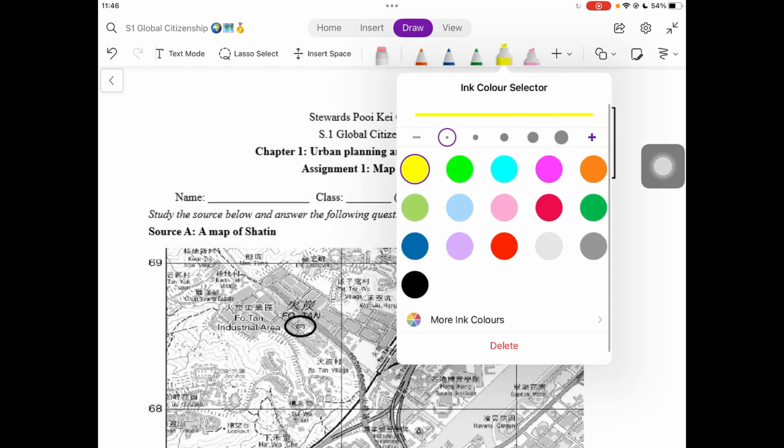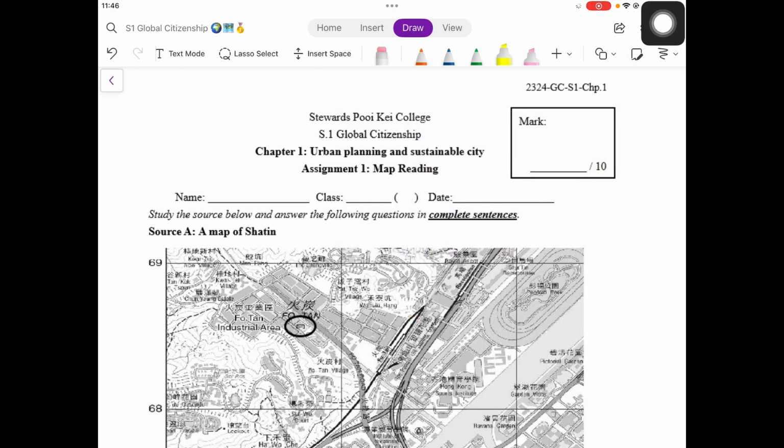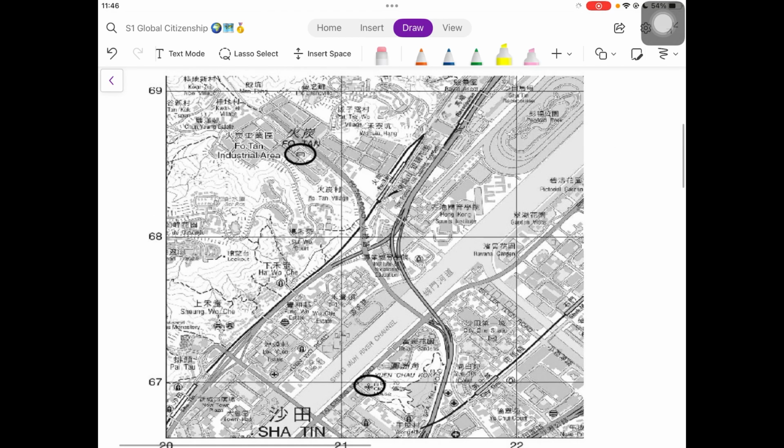So sometimes when I do an assignment, I will use highlighters and also jot down some key points to help me complete the assignment. So let's take a look here.